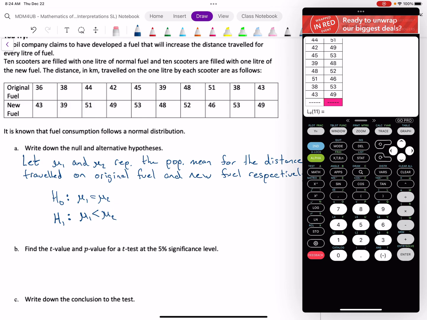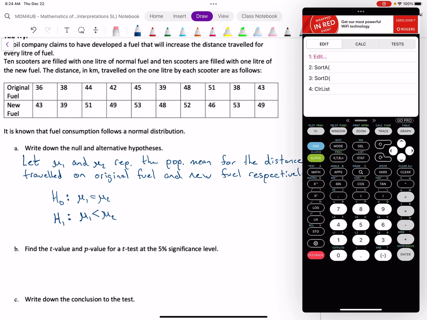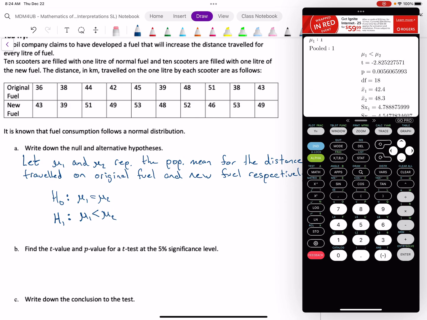Good, I got mine. So now go back to stat, tests, two-sample t-test, data. And we want this one. This is where it looks a bit different. It says mu1 less than mu1. That doesn't make sense, but mu1 less than the other one. Yours will probably say mu2 or x bar, isn't it? Yeah. And then pooled, you have to have it on pooled, and then go down to calculate. And does this one? Yes, it did work.